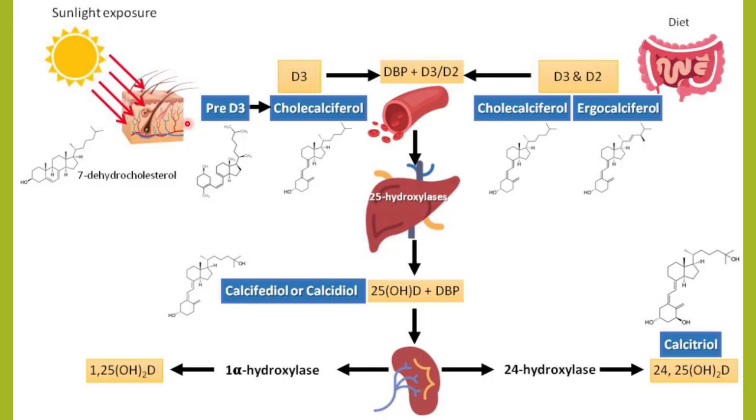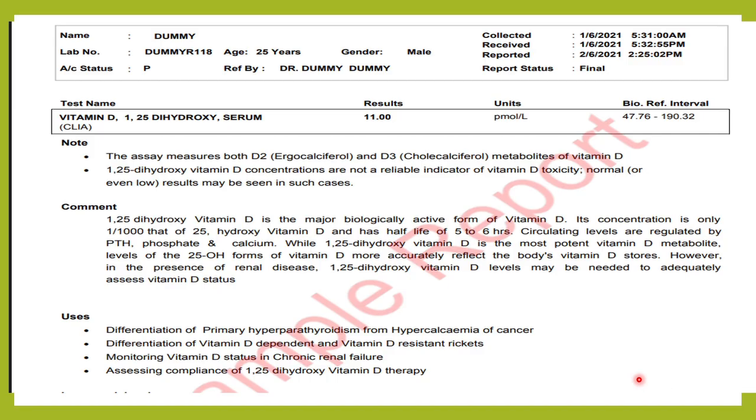Okay, so now you all know that once the sun rays fall here, from the cholecalciferol, with the help of the 25 hydroxylase enzyme, you get calcidiol, and from calcidiol this gets converted into calcitriol or the 1,25 dihydroxy vitamin D3. So this 1,25 dihydroxy vitamin D3 is an active metabolite of vitamin D, and we do this in few conditions. We are not doing this regularly, but this is done in few conditions.